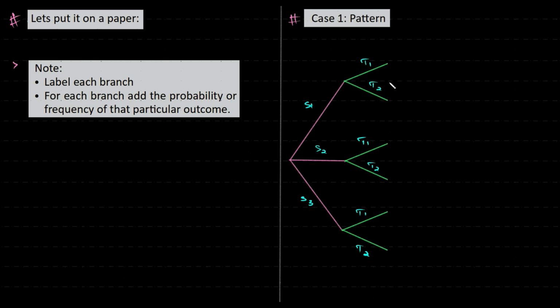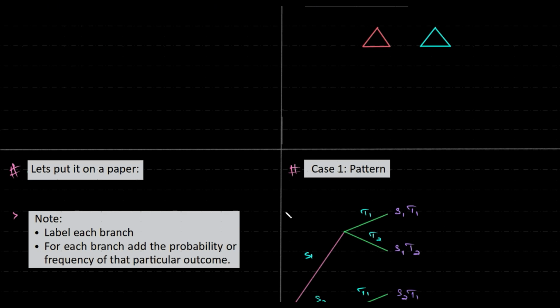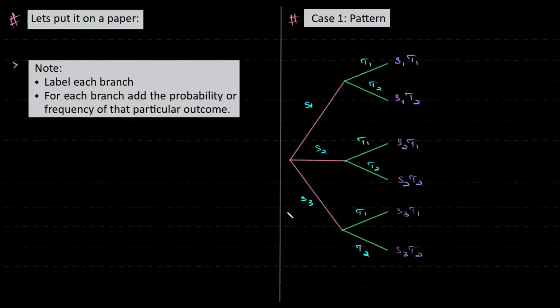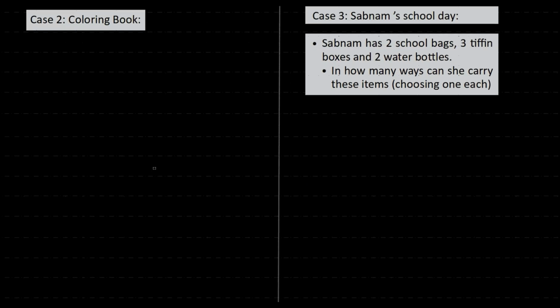So finally, I'll write this. The kid can choose square 1 and triangle 1, square 1 and triangle 2, square 2 and triangle 1, square 2 and triangle 2, square 3 and triangle 1, square 3 and triangle 2. So these are all the possible outcomes. That's what we have written over there, right? So finally, we'll be looking at all the possible outcomes. Are we looking at it? Yes, we are, right? So that's how you represent a particular scenario.